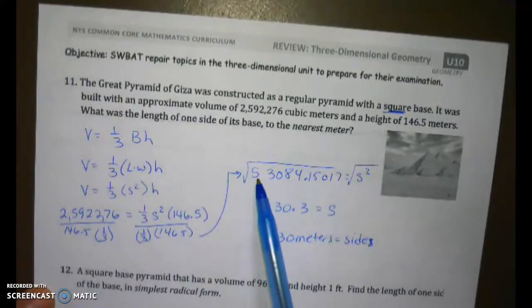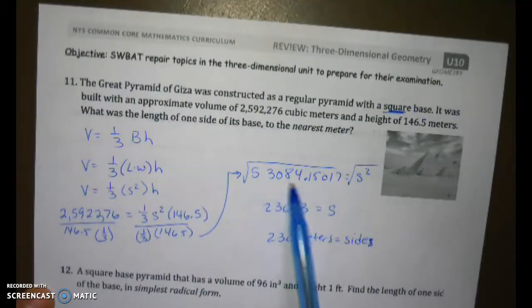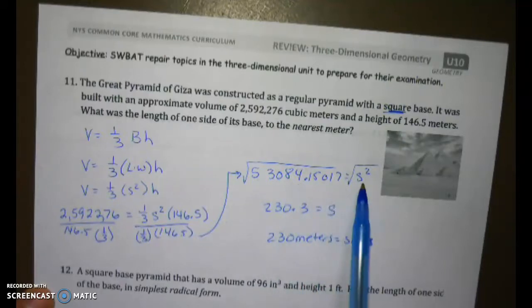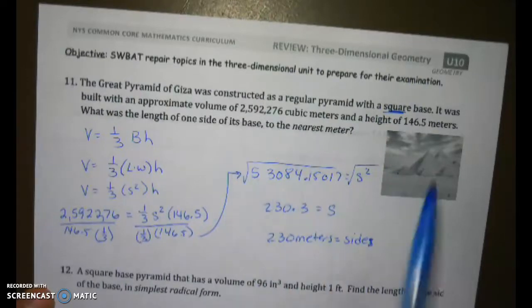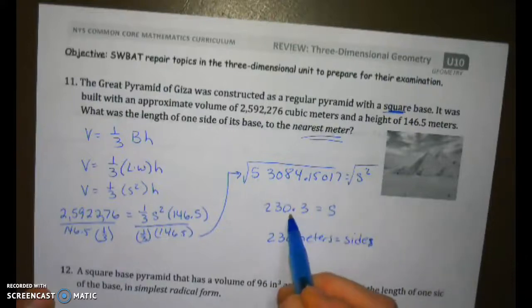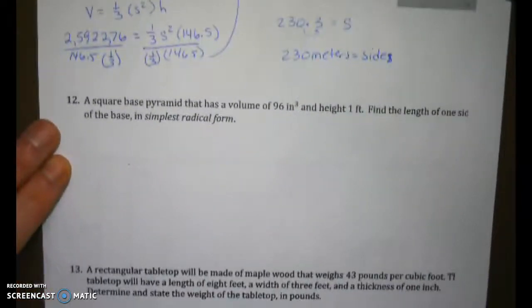Okay, so you should have gotten 53,084.15017 is equal to the side squared. The opposite of squaring is square rooting. You get 230.3, but they wanted it to the nearest meter, so you're going to round to the ones place. So 230 meters is equal to one side. You have a square base.